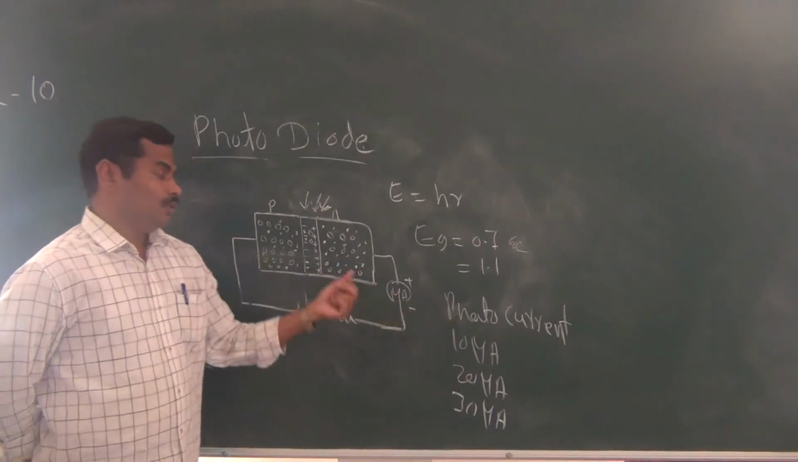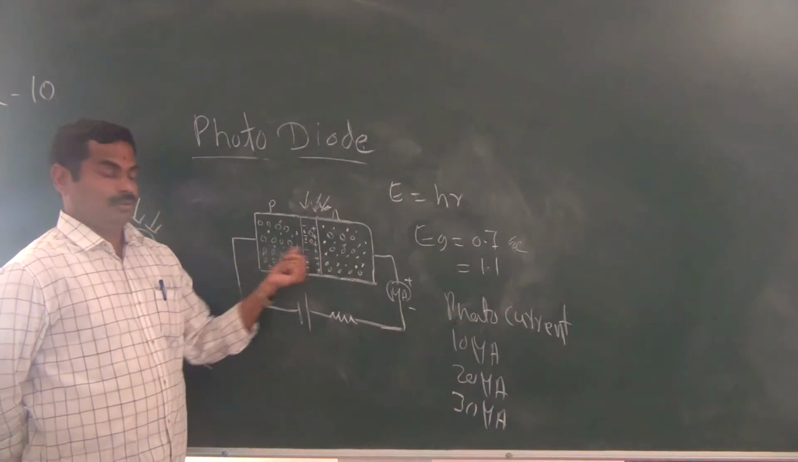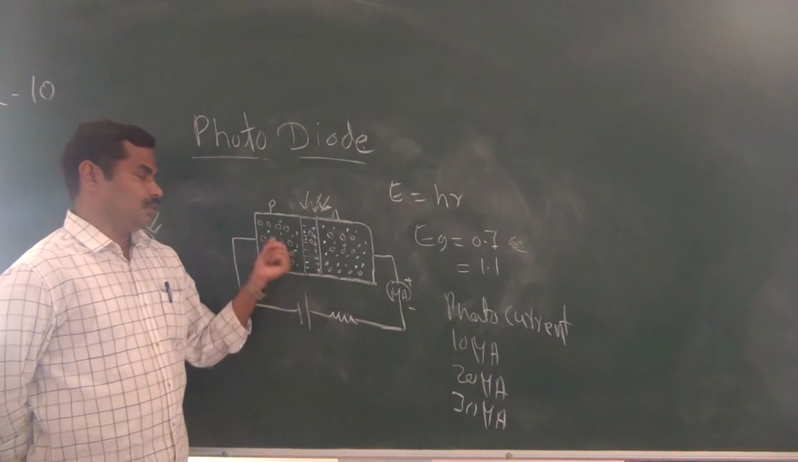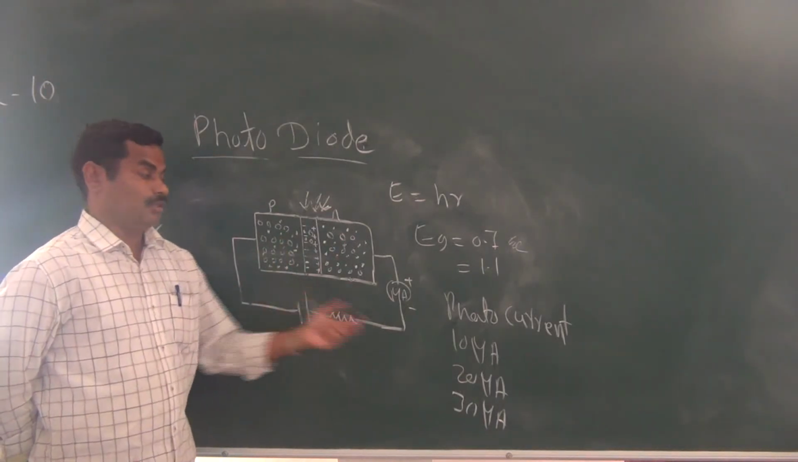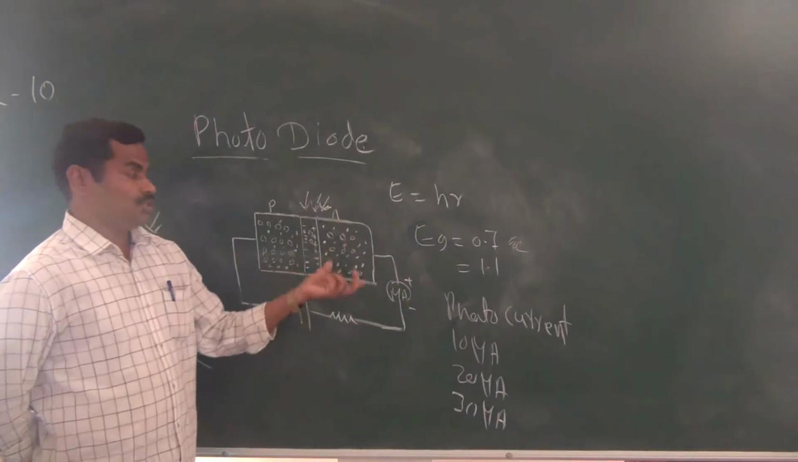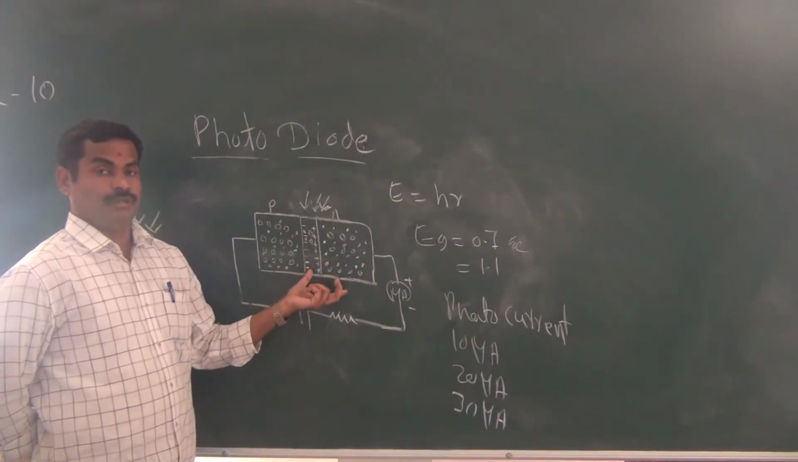What is photocurrent? The movement of electrons and movement of holes. The electrons are moving towards the positive side and holes move towards the negative side. This movement of hole and electron is nothing but the photocurrent. This is about the photocurrent in a simple way.